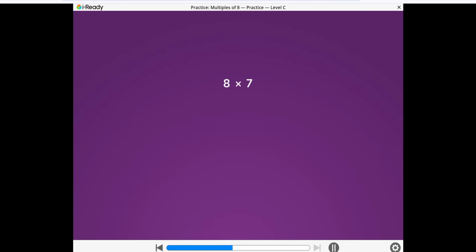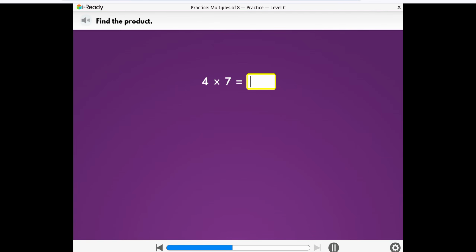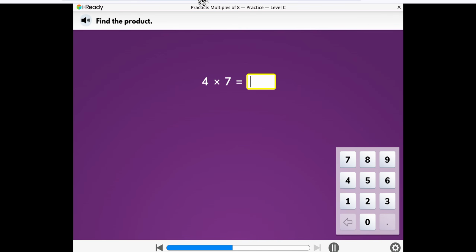Let's find 8 times 7 by looking at 4 times 7 first. Find the product. It might be 20. No, 28! 4 times 7 equals 28. Find this product.